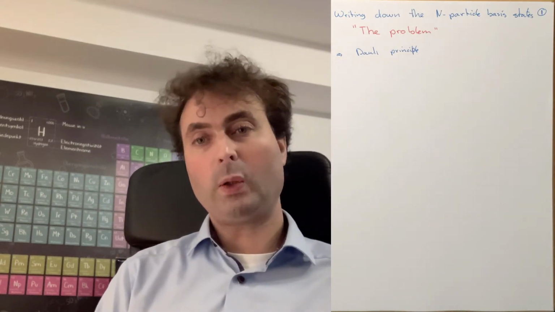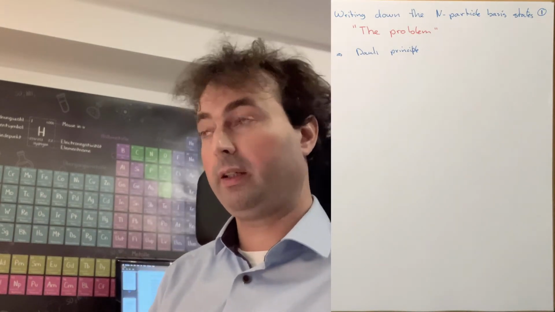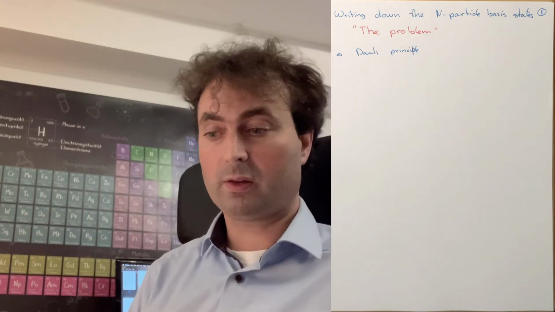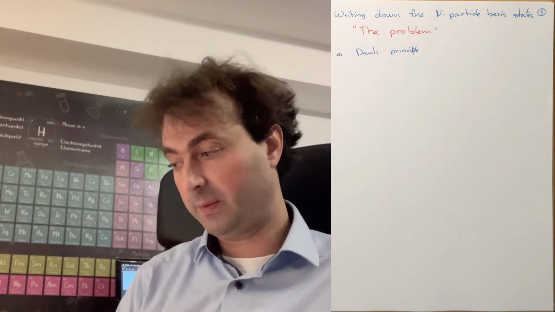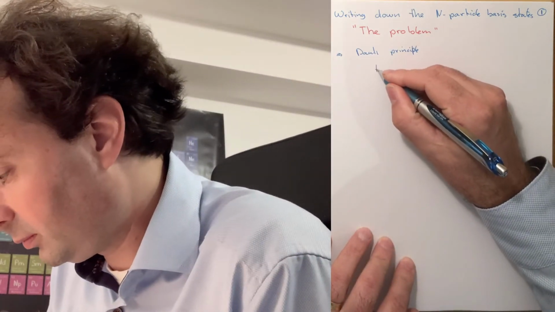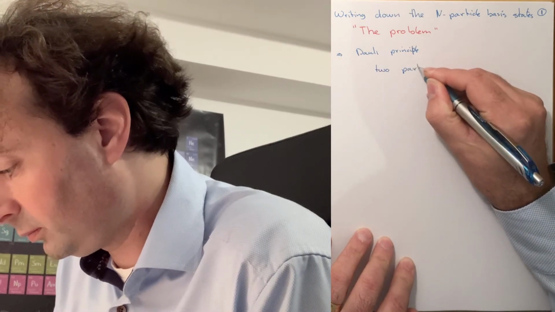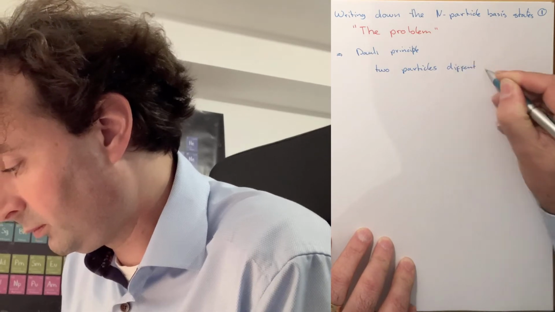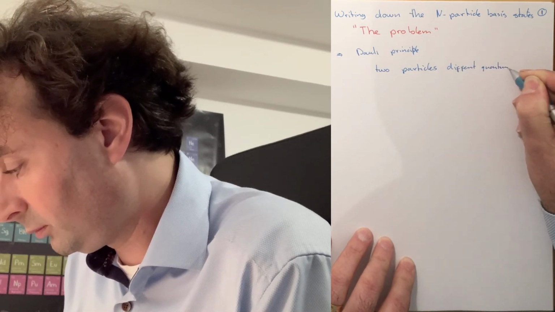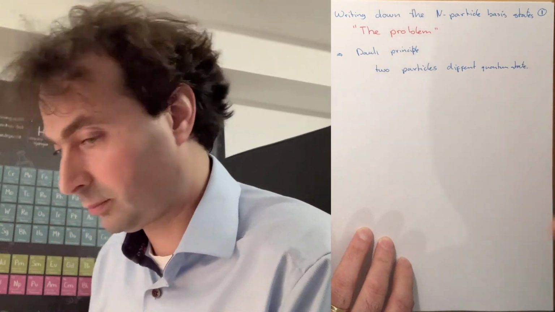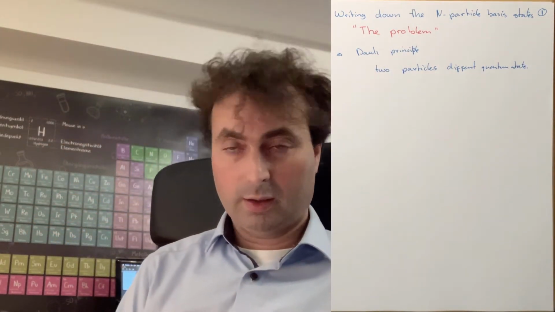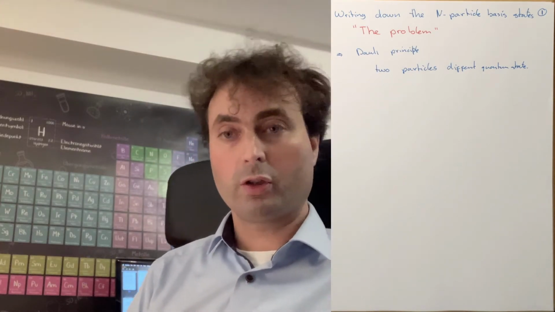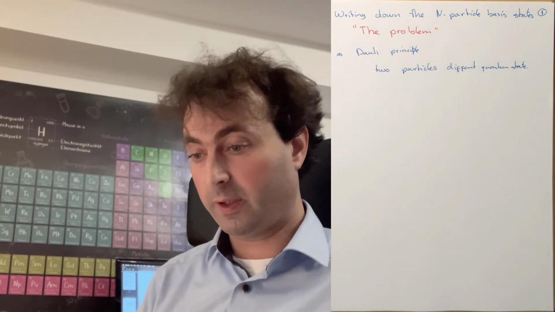What Pauli postulated in order to explain the periodic table that we see behind us is that any two particles must be in a different quantum state. And with that, we're going to restrict a huge number of possible solutions from the Schrödinger equation.